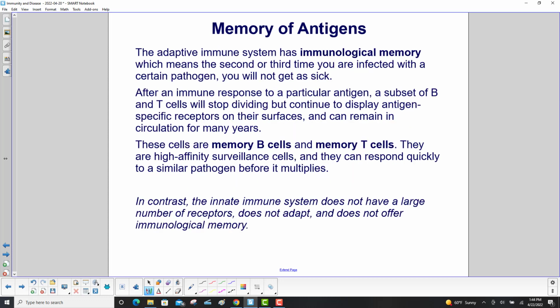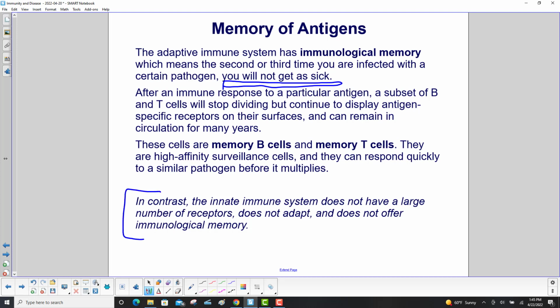The adaptive immune system has immunological memory, which means the second or third time you are infected with a certain pathogen, you will not get as sick. After an immune response to a particular antigen, a subset of B and T cells will stop dividing, but they will continue to display antigen-specific receptors on their surfaces and can remain in circulation for many years. These cells are memory B cells and memory T cells. They are high-affinity surveillance cells, and they can respond quickly to a similar pathogen before it multiplies.